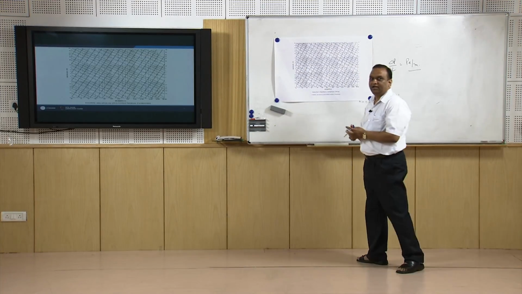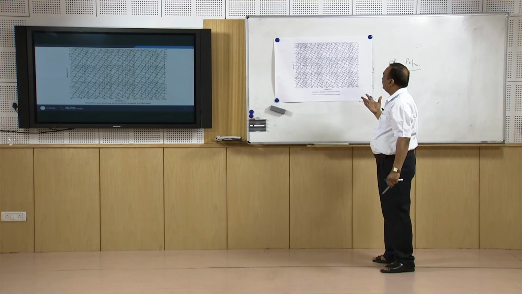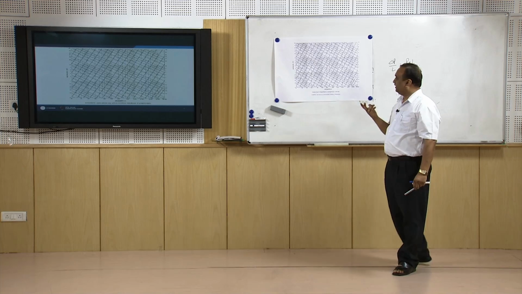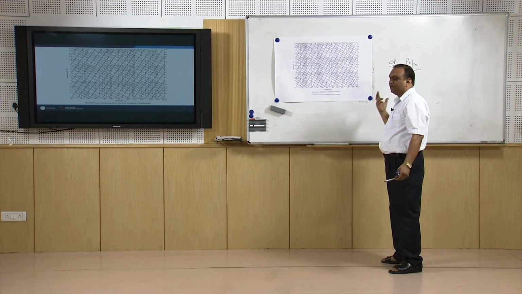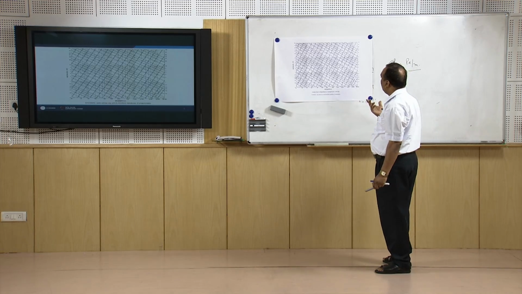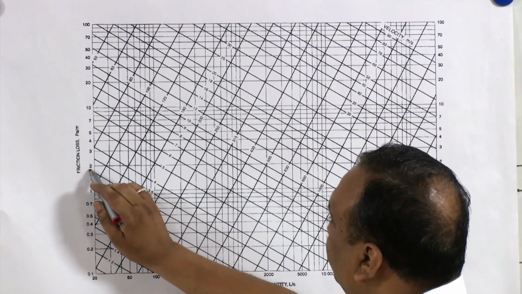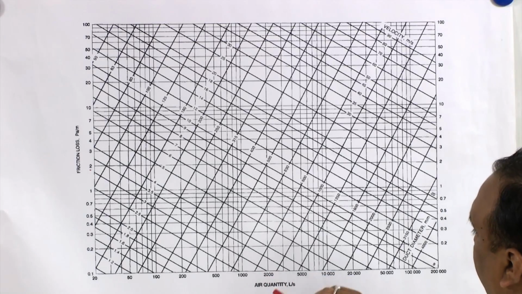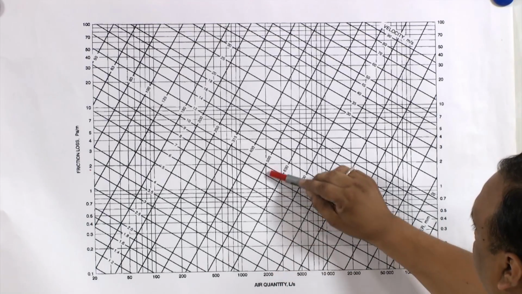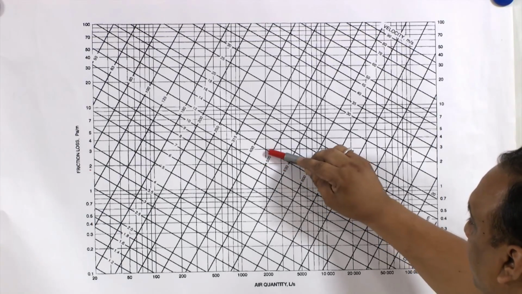Suppose I take one example. Suppose the friction loss in my duct is 1 Pascal per meter, or let us say 2 Pascal per meter, and the discharge is 2000 liters per second. So, in this case, the duct diameter is going to be 500 millimeters. This is the equivalent duct diameter.